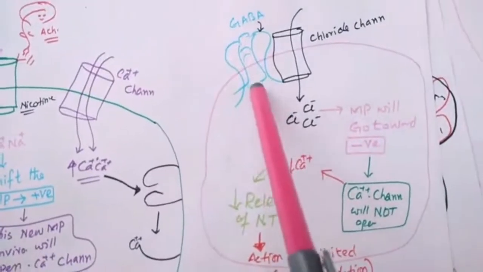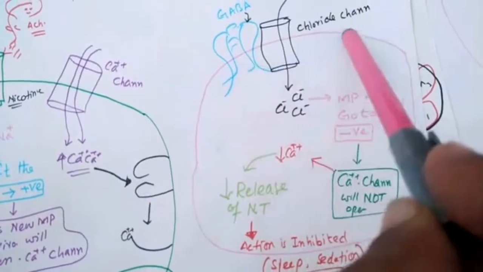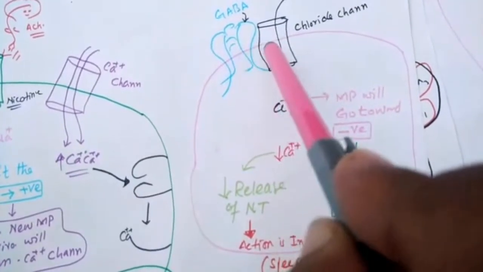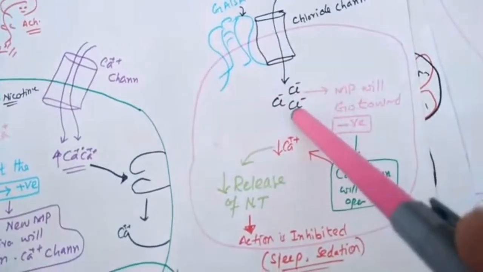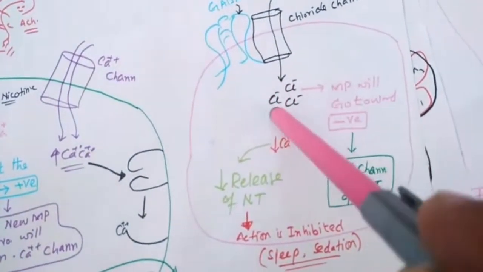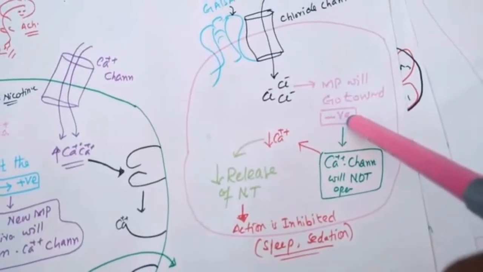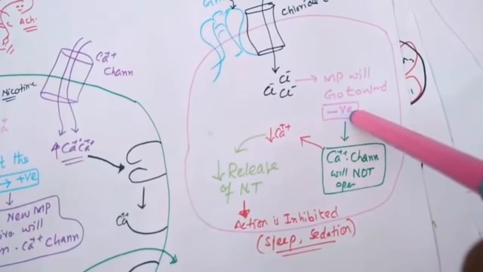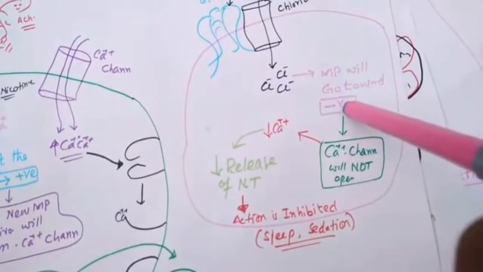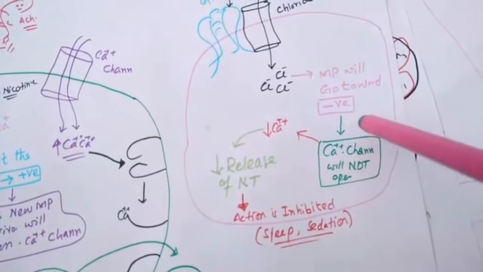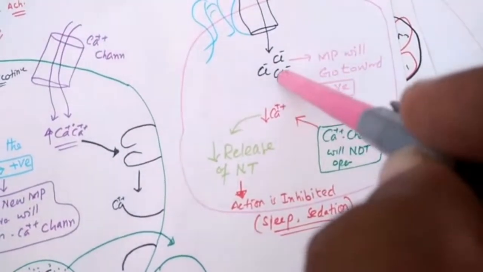Let's consider the GABA receptor. When GABA binds with this receptor, it opens the chloride channel which is situated beside this channel. Once the chloride channel is open, chloride influx will occur. This chloride influx will change the membrane potential toward more negative. Now, opening of the calcium channel needs a more positive environment, but this makes the environment of the cell more negative. So the potential dependent calcium channel will not open. It's not open, so calcium level decreases.